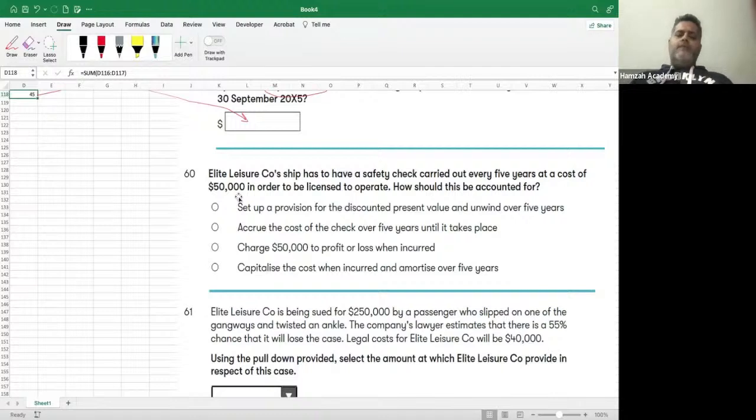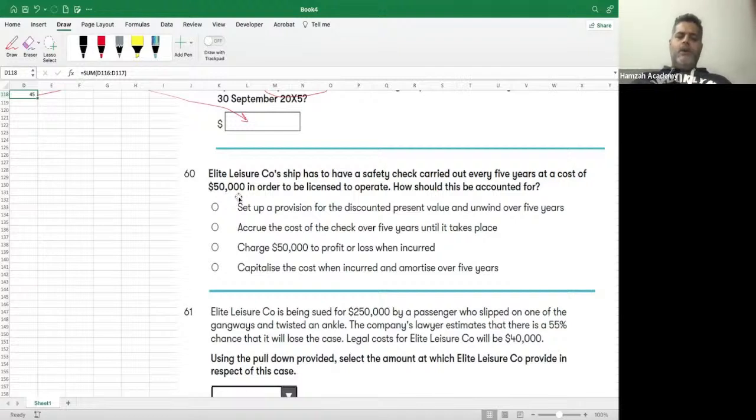Elite Leisure Company has to have a safety check carried out every 5 years at a cost of 50,000 in order to be licensed and operate, right? So every 5 years, we have to incur this cost. For example, today is 2025. So we will have to incur this cost now so that we are able to operate till 2030, right? So we have to have a safety check carried out, and then we will be given the license to operate for the next 5 years. How should this cost be accounted for?